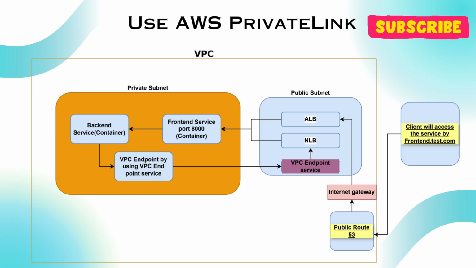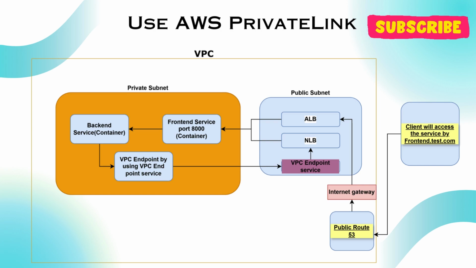If the backend service wants to communicate with the front-end service, how exactly will it happen? Here we have to create two things. One is called a VPC endpoint service and another is called a VPC endpoint. The first one is the endpoint service. Your front-end service has to be created as an endpoint service. You create it by using an NLB. You have to deploy one NLB in the public subnet and then map it to route the request to the front-end service.